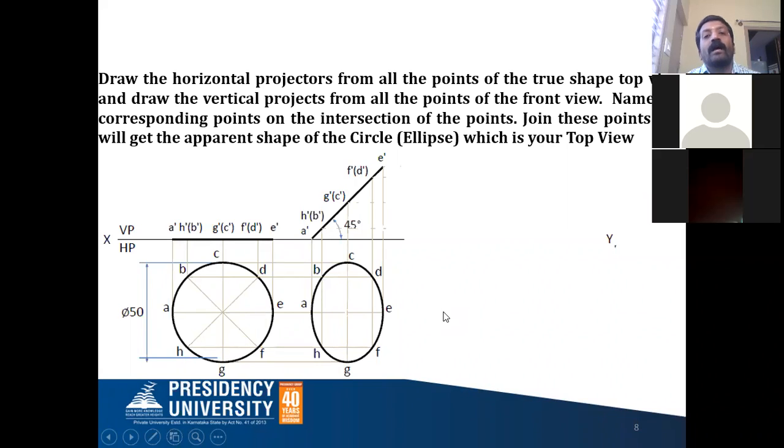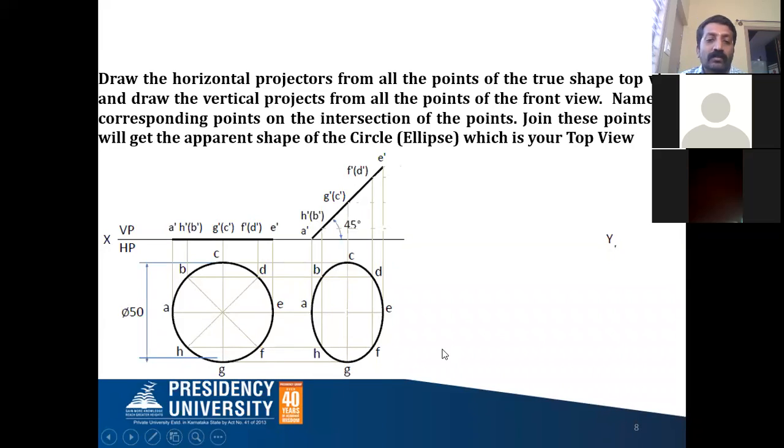So in a circular lamina, you remember this. In the second position, if the lamina is inclined at any angle with respect to either HP or VP, it looks like an ellipse. So this is the apparent shape of the circular lamina, whatever you have drawn here. Okay, so this is called the ellipse. It has a major axis. This is the major axis, which is equal to the diameter of the circle, and AE is your minor axis. CG is your major axis and AE is your minor axis.